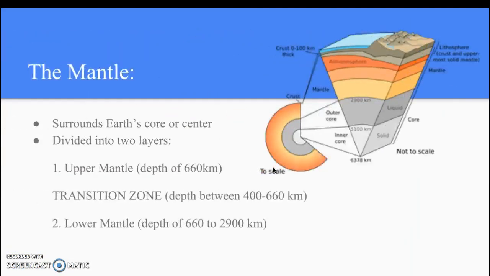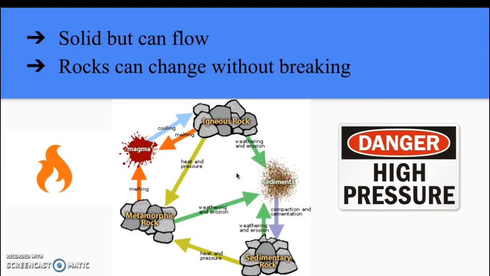So the mantle is divided into layers: the upper mantle, which has a depth of 660 kilometers; the transition zone, which is between the upper mantle and lower mantle; and then the lower mantle, which has a depth of up to 2,900 kilometers. So that's very deep. We're getting even closer to the third layer of the Earth. An important thing about the mantle is that it includes the asthenosphere.